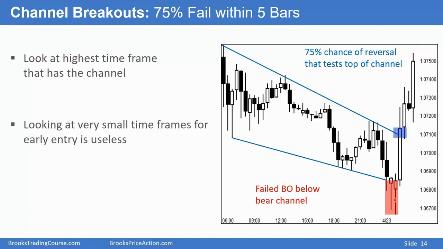The goal after a failed bear breakout below the bottom of a channel, the test of the top of the channel. That's the minimum goal. Here, we got much more than that. We got a breakout into a bull trend. A breakout into a bull trend, you have to assume the market cycle is starting over again. So bull breakout, and then we'll get a pullback, and then a channel.